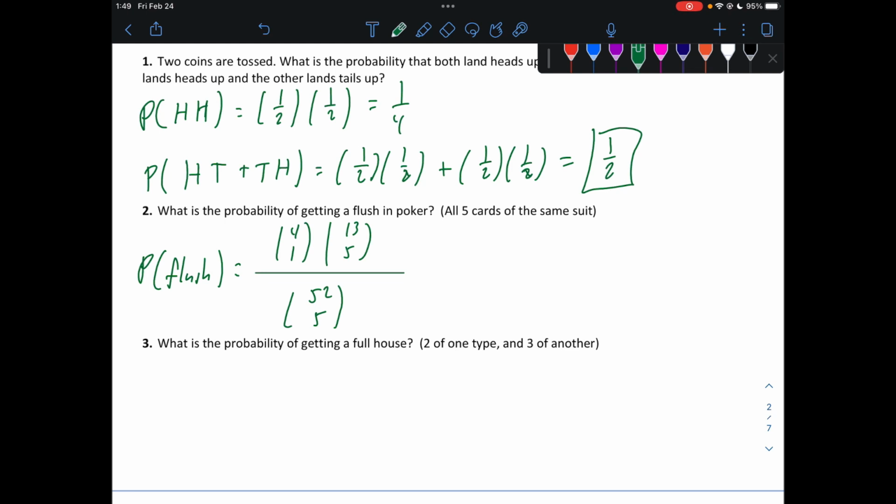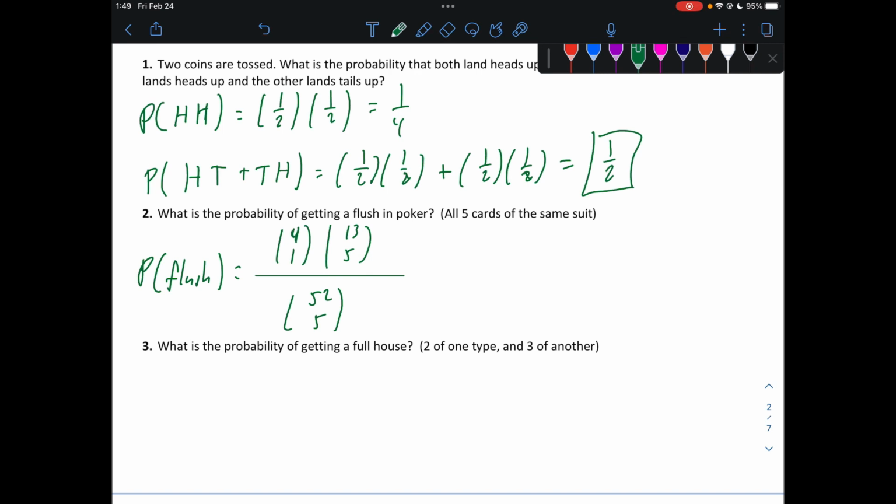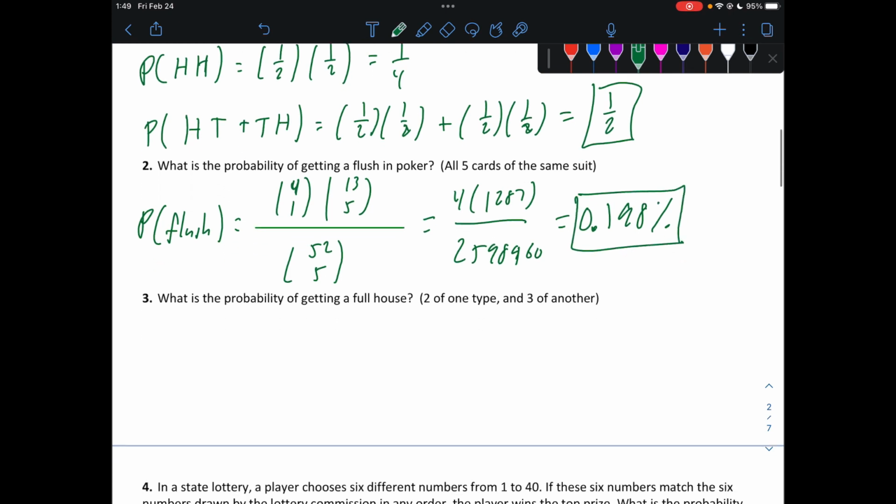All right, so remember from yesterday, this is something you probably should have your calculator handy on. You can use the nCr abilities of the calculator to do all these. You can multiply them all together at once, or you can do them each individually. So we should get 4 times 1287 over 2598960. And if you do that correct, it's 0.00198 or 0.198% if you change it to a percent. Pretty small chance of getting a flush.